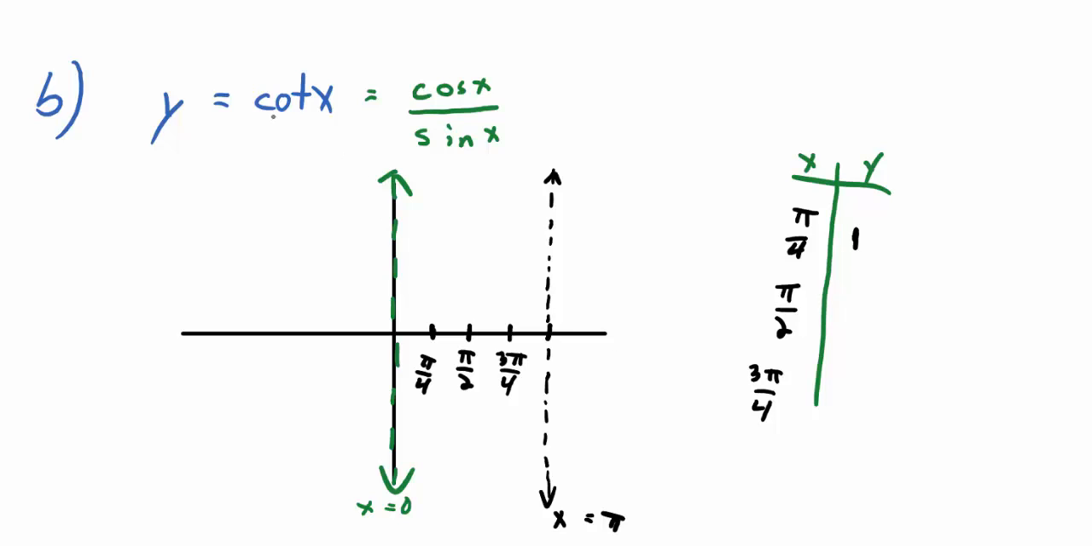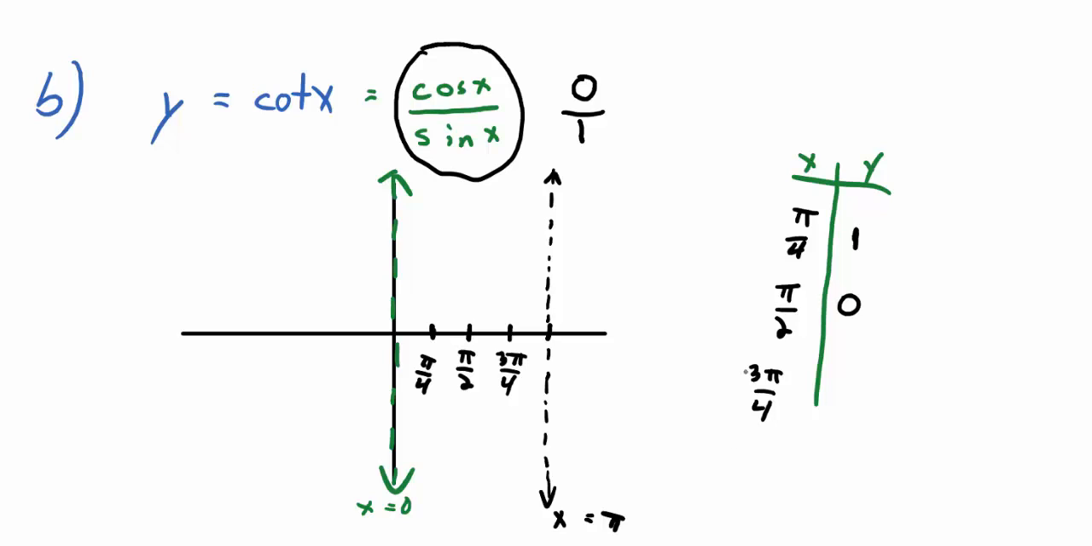Now, what's the cotangent of pi halves? Okay, use this if you're not sure, right? What's the sine of pi halves? It's 1, right? What's the cosine of pi halves? 0. So what's the cotangent of pi halves? 0 over 1 is just 0. So if you forget, you can get it.